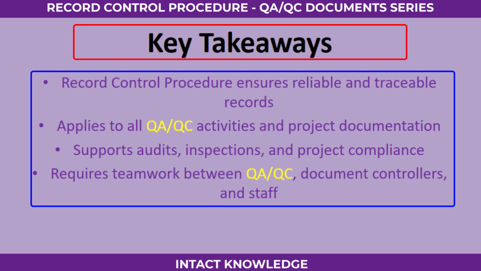In summary, the record control procedure ensures all QA/QC records are reliable, traceable, and compliant. It applies to all project activities and requires coordination between QA/QC, document controllers, and staff.